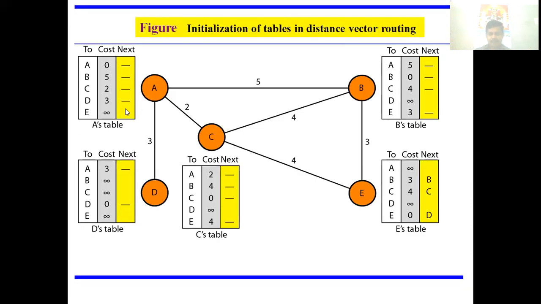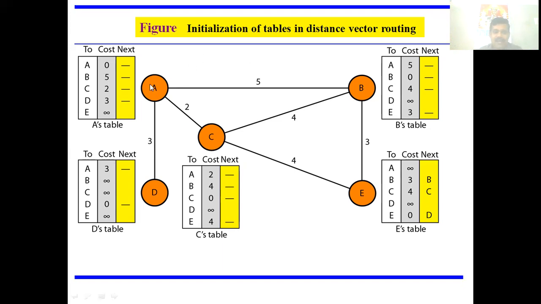This is a diagram which clearly shows what is happening in distance vector routing. Here you have A, B, C, D, E, five nodes. This is the routing table of A, this is the routing table of B, this is the routing table of C, and this is the routing table of E. Initially, all these routing tables have only the information regarding their immediate neighbors.